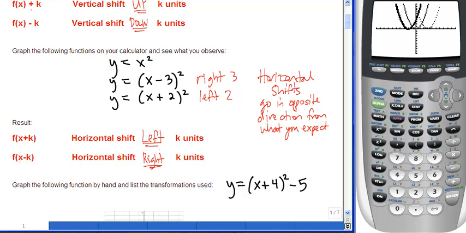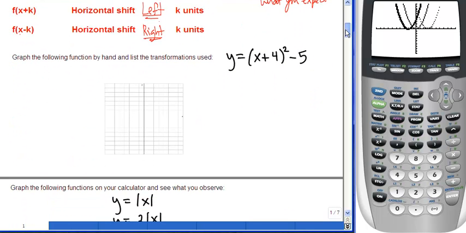When the number is outside of the parentheses, off to the side, like in the previous examples we did, then that's a vertical shift. And in the vertical shifts, you go in the direction that you would think. In the horizontal shifts, you go in the opposite direction from what you would think. So let's try an example where we put these in action. Say that I have y equals (x plus 4) quantity squared minus 5.